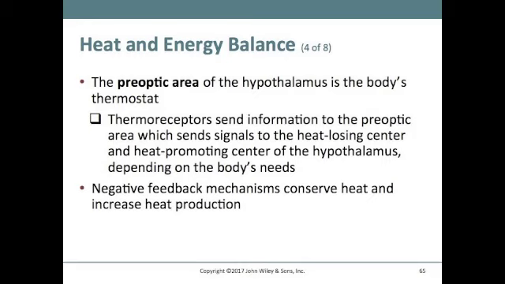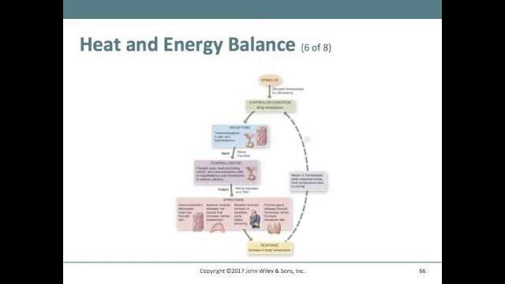Moving on to the next slide, the preoptic area of the hypothalamus is the body's thermostat. Thermoreceptors send information to the preoptic area, which sends signals to the heat-losing center and heat-promoting center of the hypothalamus depending on the body's needs. Furthermore, negative feedback mechanisms conserve heat and increase heat production. And on this slide, we see figure 25.19 on page 1031. This is showing the negative feedback mechanisms that conserve heat and increase heat production.